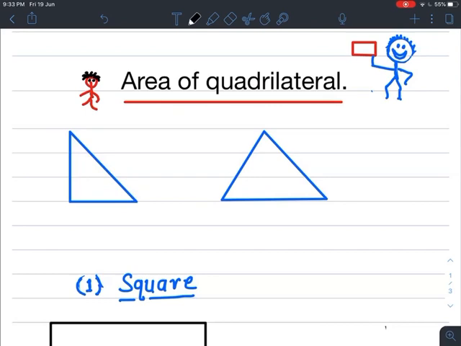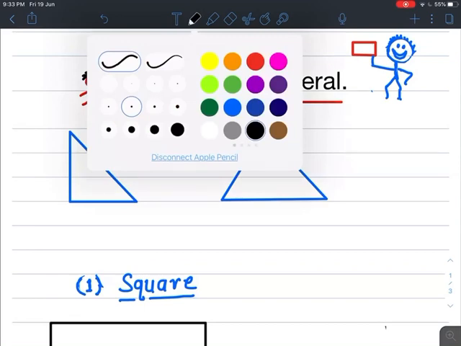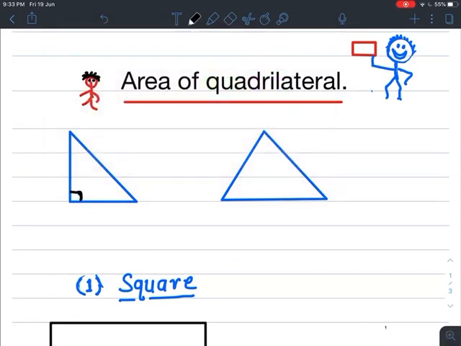Now, we have to see the area of a triangle. Here on the screen we have a right angle triangle. Suppose its base is B and height is H, then we can find the area of this triangle as equal to half base into height. Now, this is for a right angle triangle.